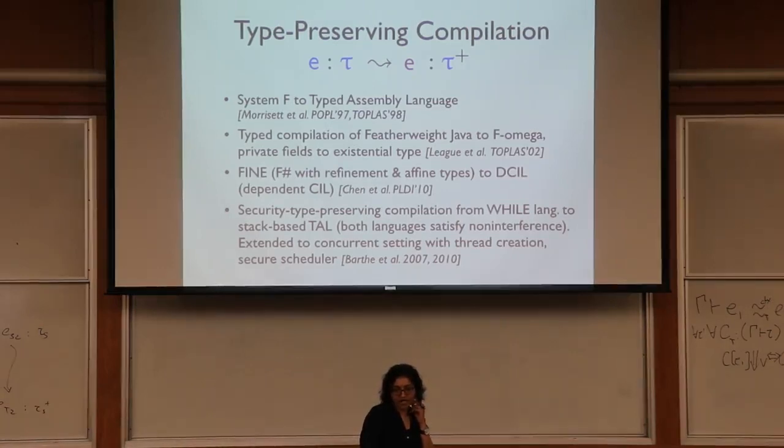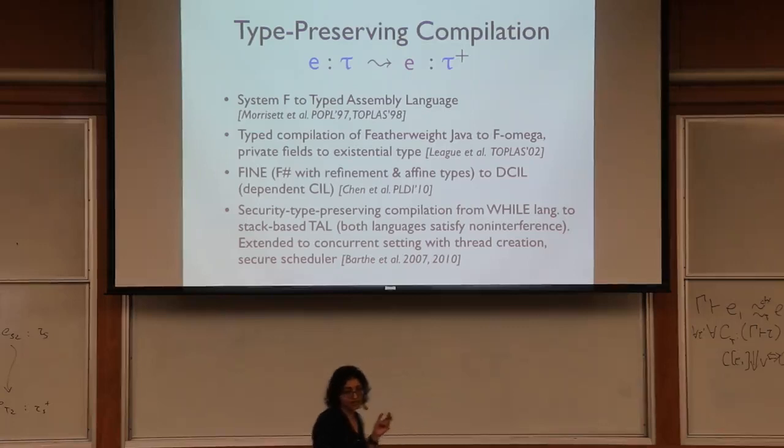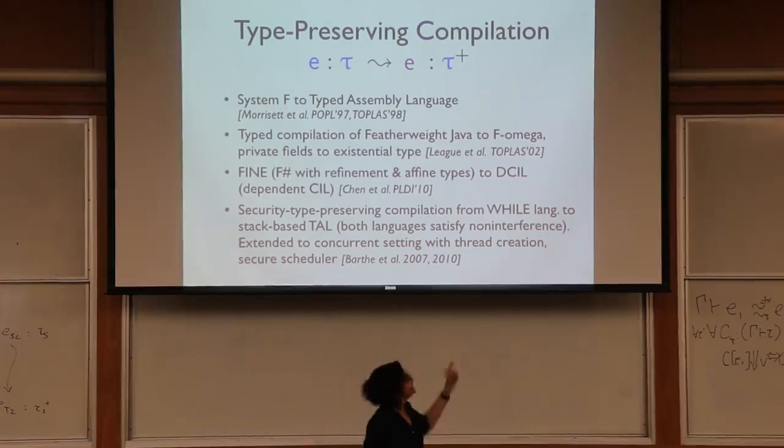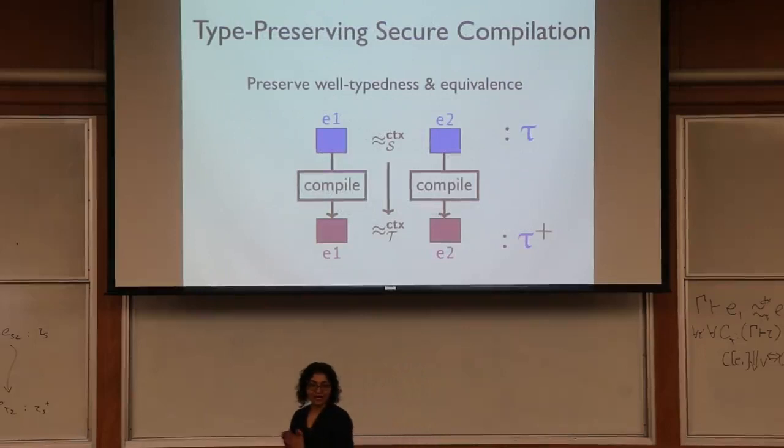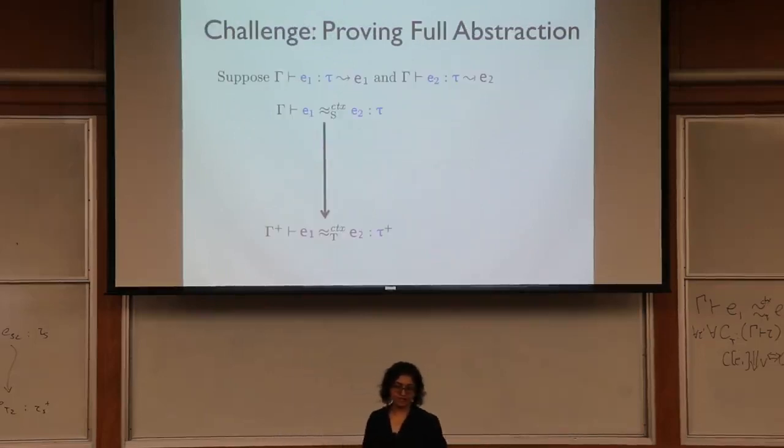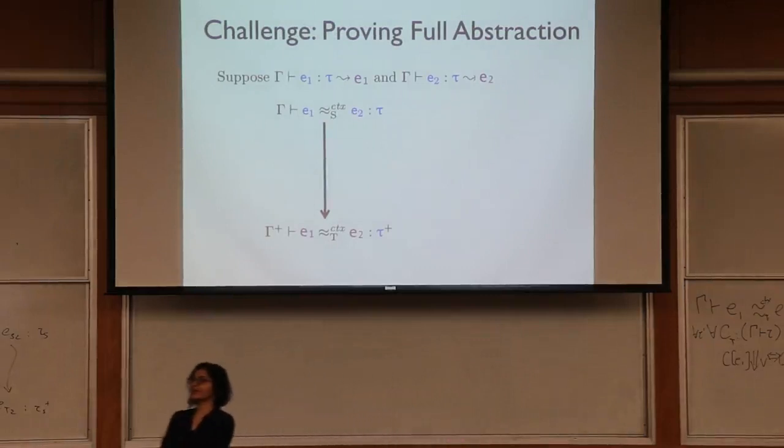There was a paper on Fine, which translated F sharp with refinements and affine types to DCIL, which was a dependently typed CIL. And then, there's more. There's many more. But I'll move on. Okay, so ensuring security through types. The next thing that I want to sort of jump into now lies at the heart of why this entire field is so difficult. Okay?